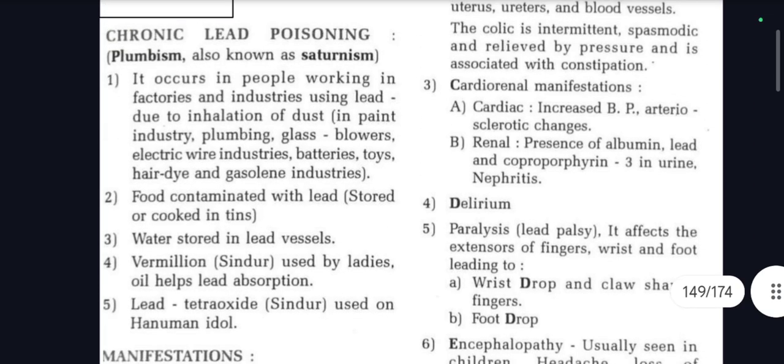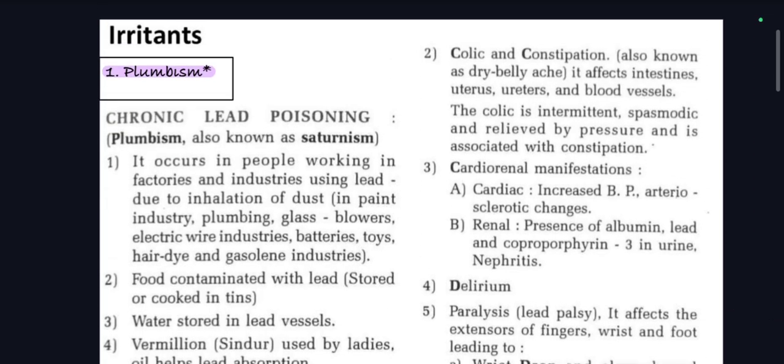Now, what is the second point? Colic and constipation. It is also called dry belly. This is an MCQ. It affects intestines, uterus, ureters, and blood vessels. So you are going to observe colic and constipation also. Colic pain is there, constipation is also there. The colic is intermittent, spasmodic, and relieved by pressure and is associated with constipation.